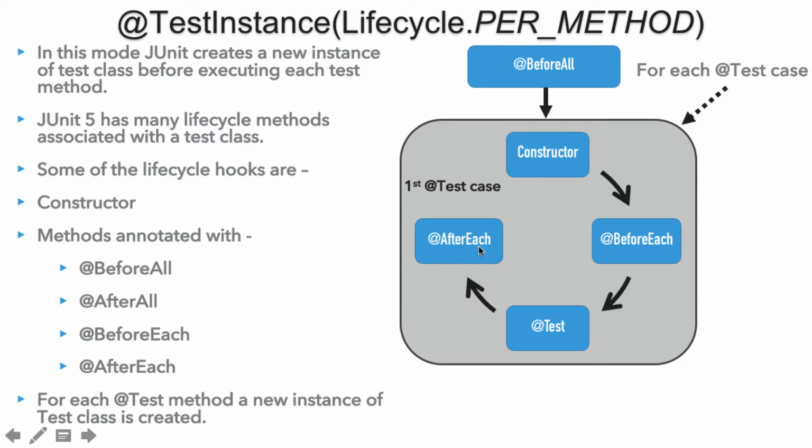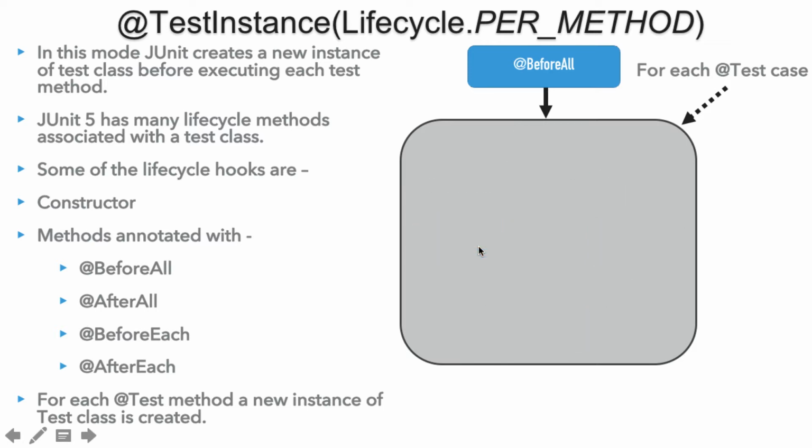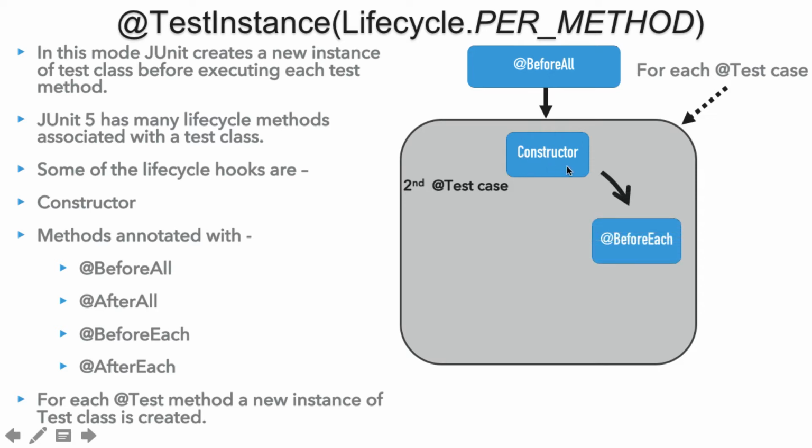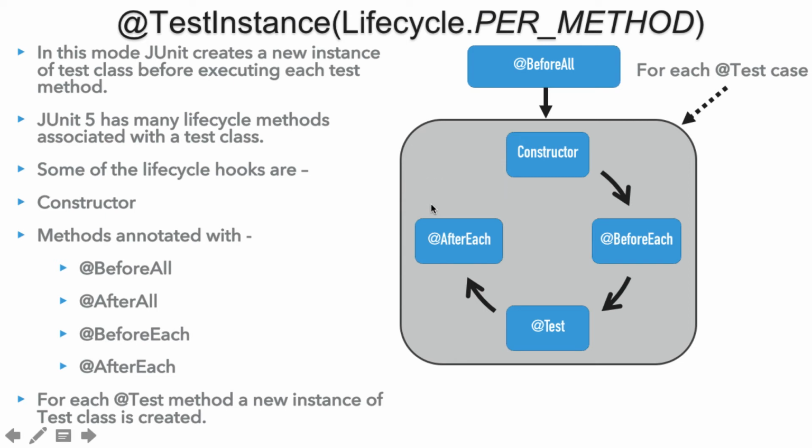So friends, once @AfterEach gets executed, the test instance is destroyed, and then for the second @Test case, a new instance is created by calling the constructor, and then @BeforeEach gets executed, and then the JUnit framework picks up the second @Test method, and finally @AfterEach gets executed. Once @AfterEach gets completed, the second instance of the test class gets destroyed, and then our execution proceeds and calls the @AfterAll annotated method.